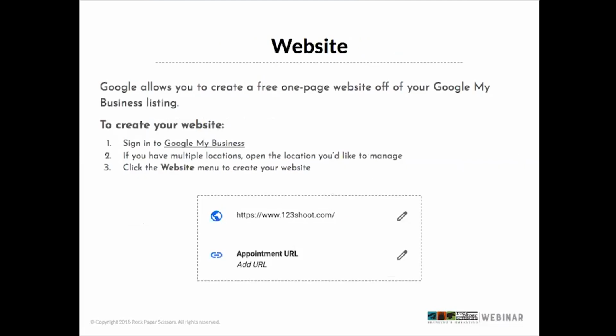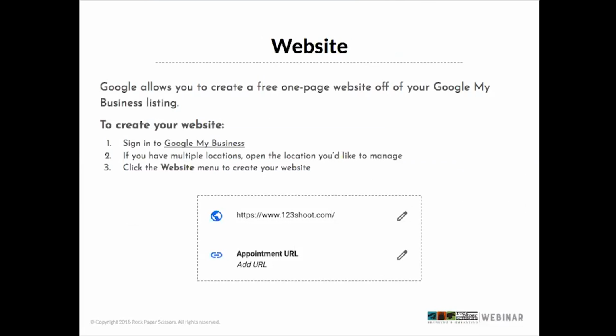All right, so next, Google My Business allows you to create a free one-page website off of your Google My Business listing. All you have to do is sign into your account, and if you have multiple Google My Business listings, open the one for whichever listing you want to manage, and then you click that website menu to start creating your little website within Google My Business.